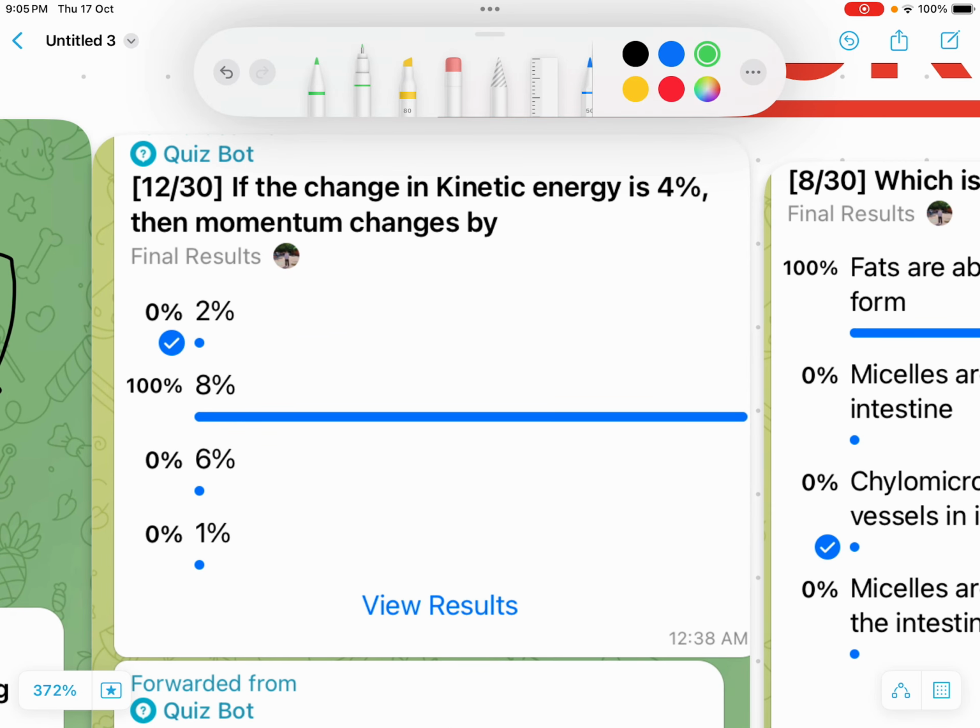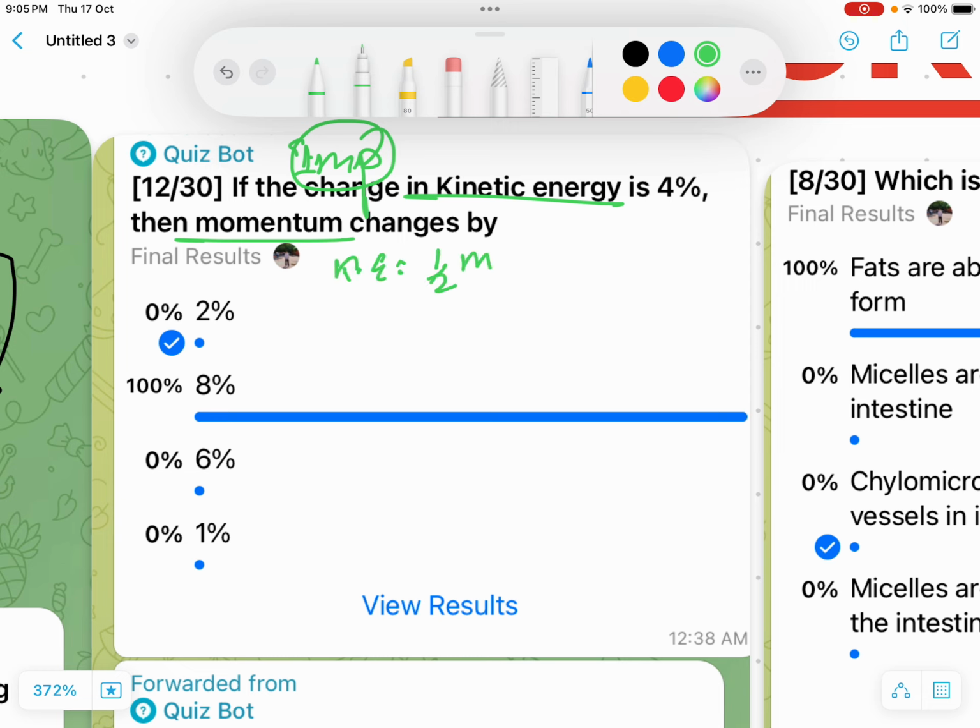Next question is, if the change in kinetic energy is 4%, the momentum changes by? It's a very easy question. We have to find the relation between kinetic energy and momentum. It is a very important question, and the formula we have to derive is also very important. So you have to listen carefully and note down the option. Now let's derive it.